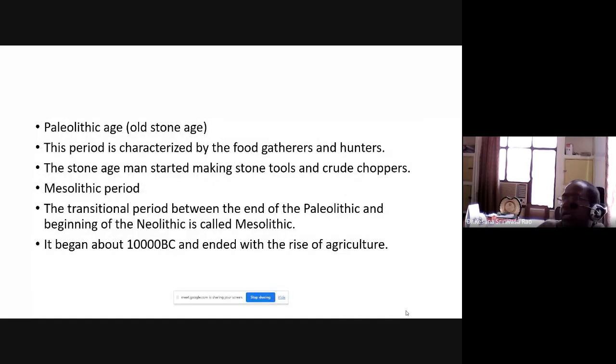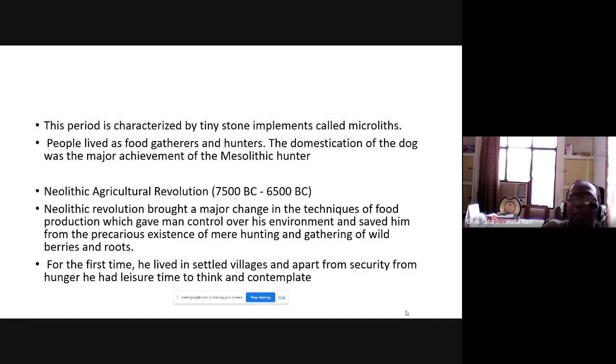So this is the evolution of human culture as well as agriculture and food. This type of culture lasted up to 10,000 BC and ended with the rise of agriculture. From 10,000 BC onwards, crops started being grown. This period is characterized by implements called microliths. People lived as food gatherers and hunters. The domestication of the dog was the major achievement of the Mesolithic hunter.